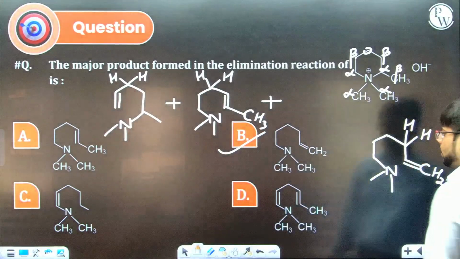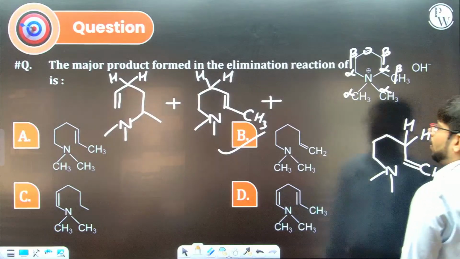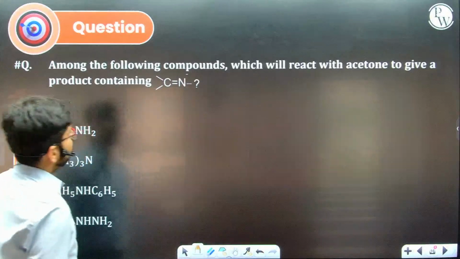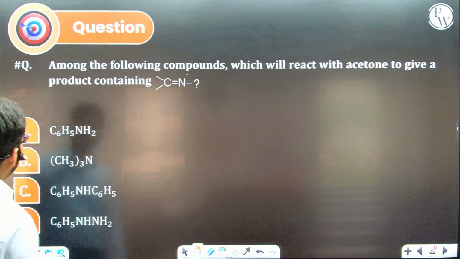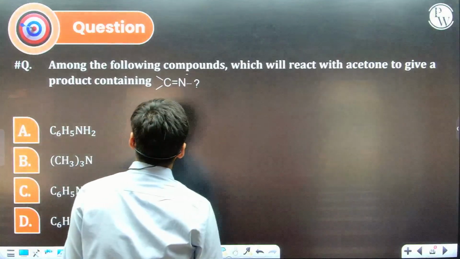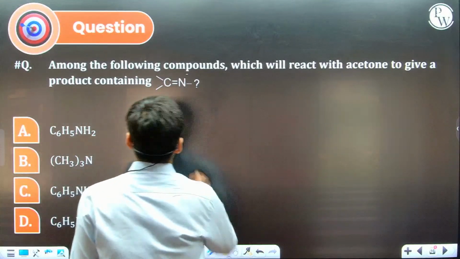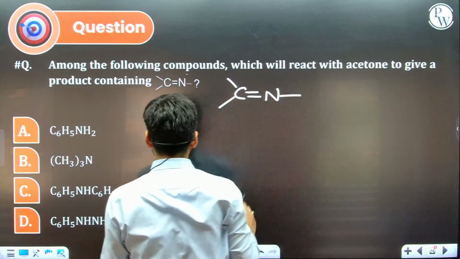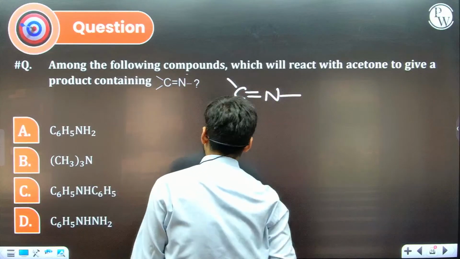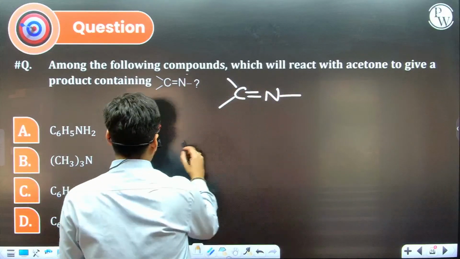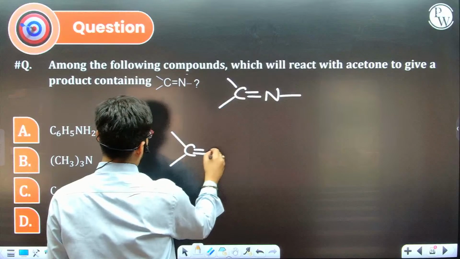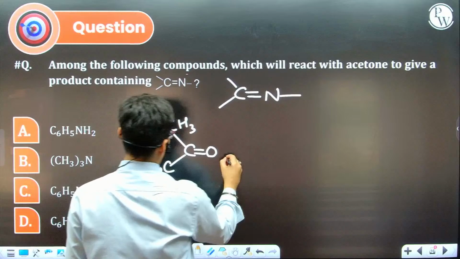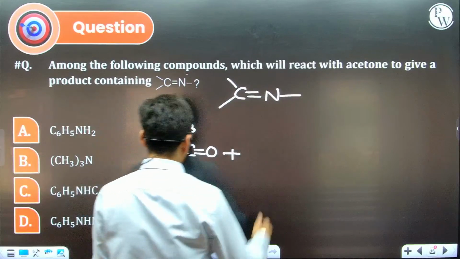So B option is the correct answer. Next question. Which will react with acetone to give a product containing C double bond N? This is what we need. So this is imine, right? Substituted imine. Now acetone is a ketone, this is acetone.